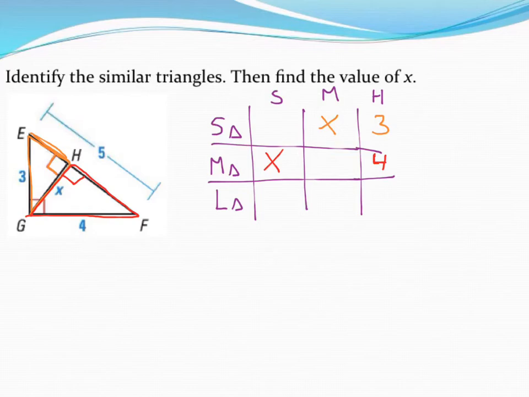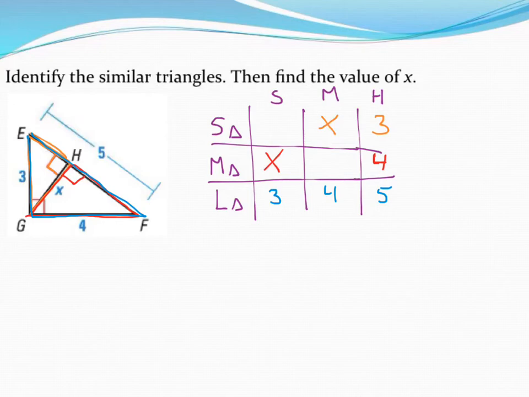And then finally, let's look at the large triangle, which is the overall triangle, the complete right triangle. In this case, I know all three sides. It's a 3 for the short side, a 4 for the medium side, and a 5 for the hypotenuse. And that makes sense. 3, 4, 5 should make a right triangle. So there's my chart all filled out.